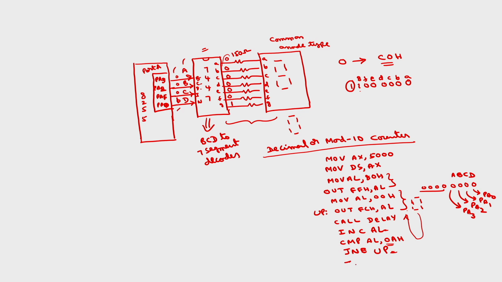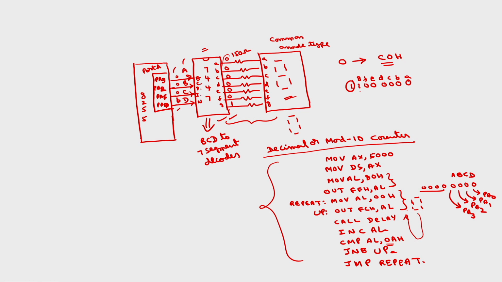So you have to write an unconditional jump to repeat. Where should this repeat be? Again you have to take AL with 00H. So this will continuously display 0 to 9 on this particular 7 segment display. This program is relatively simpler because we are using a BCD to 7 segment decoder.